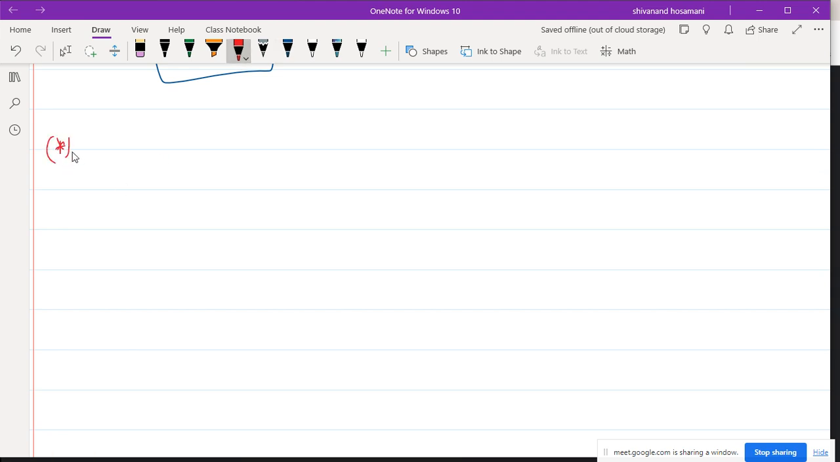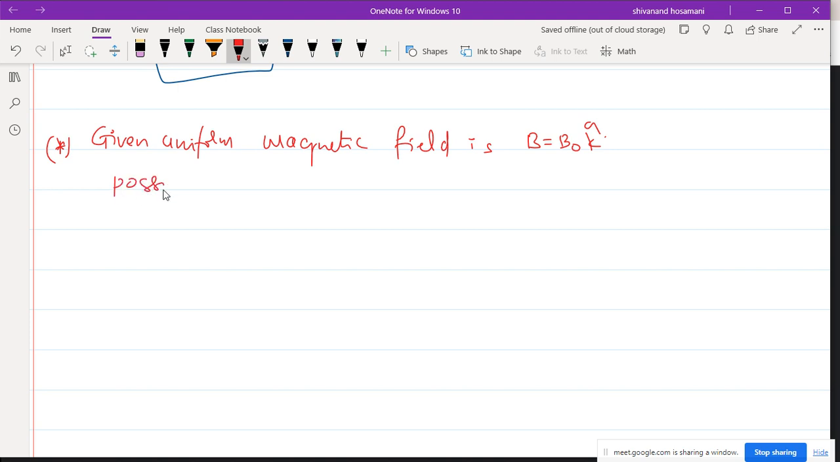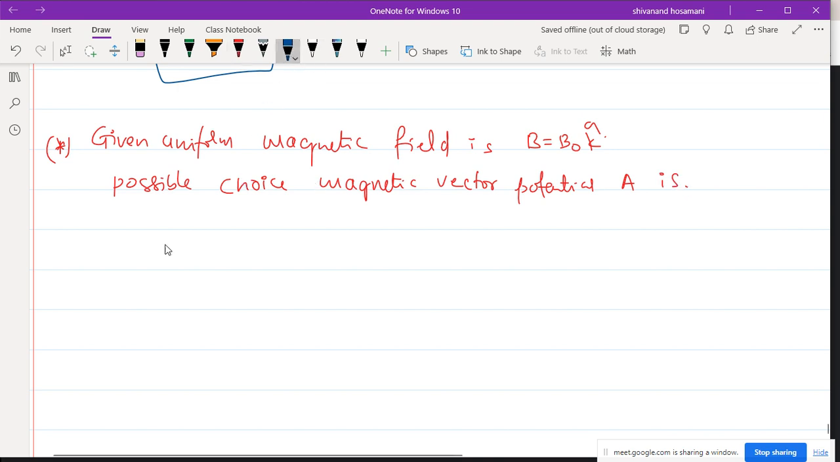given uniform magnetic field is B equal to B naught K cap. Okay, a possible choice of magnetic vector potential A is, among the options, which one would you choose as A if you want to get this B?